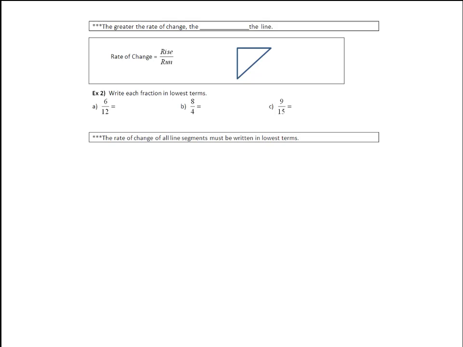The greater the change, the steeper the line. So the greater the change, the steeper the line will be.